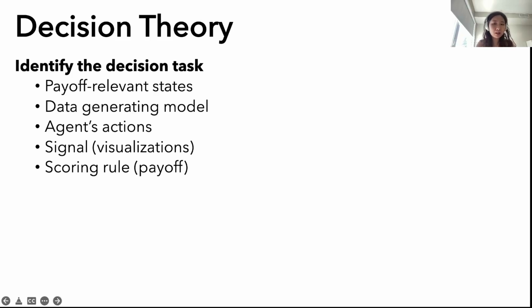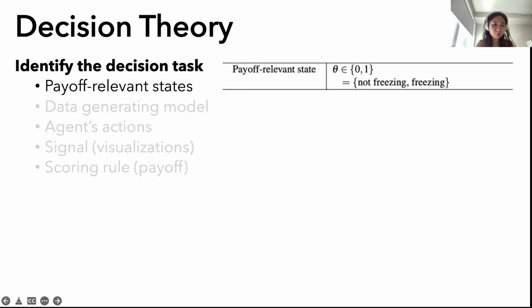So there are 5 key elements of the decision task. The first one is the payoff relevant state that participants care about and that directly influences their payoff. So the payoff relevant state here in the weather forecasting example is a binary one, which is whether the weather is freezing or not freezing.